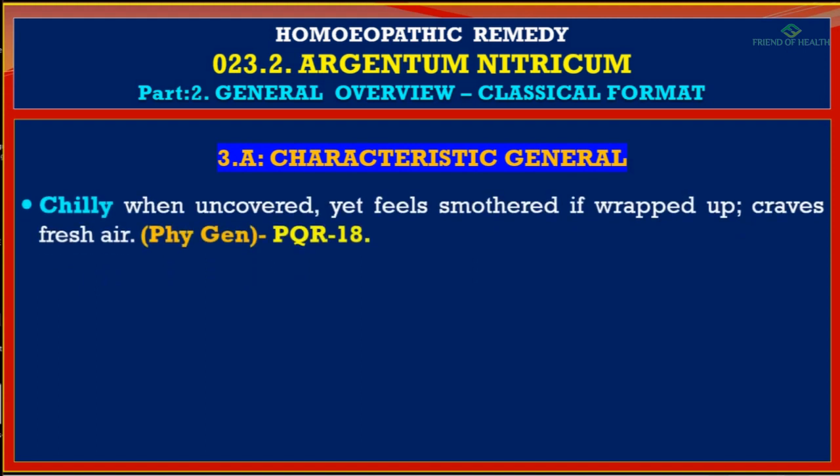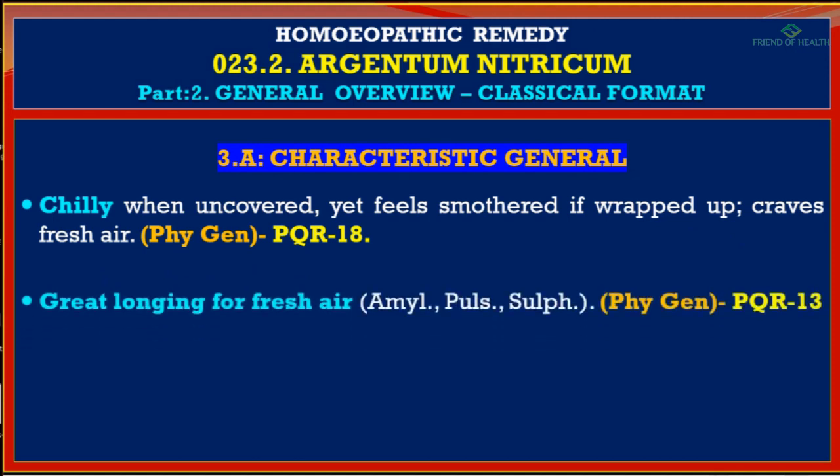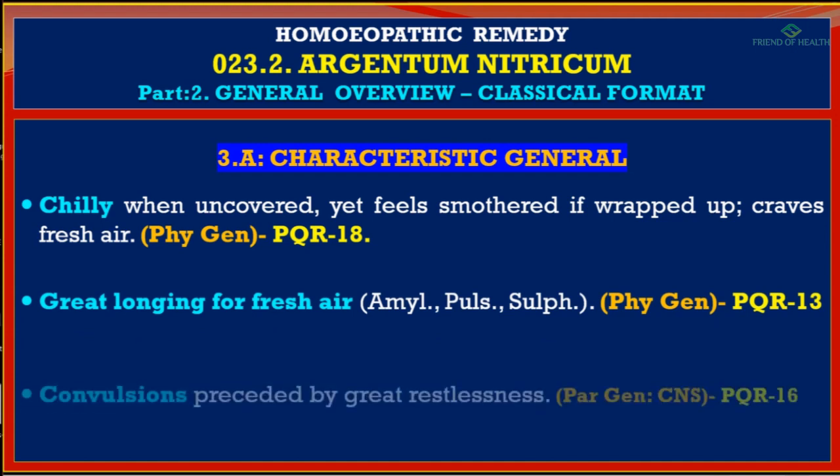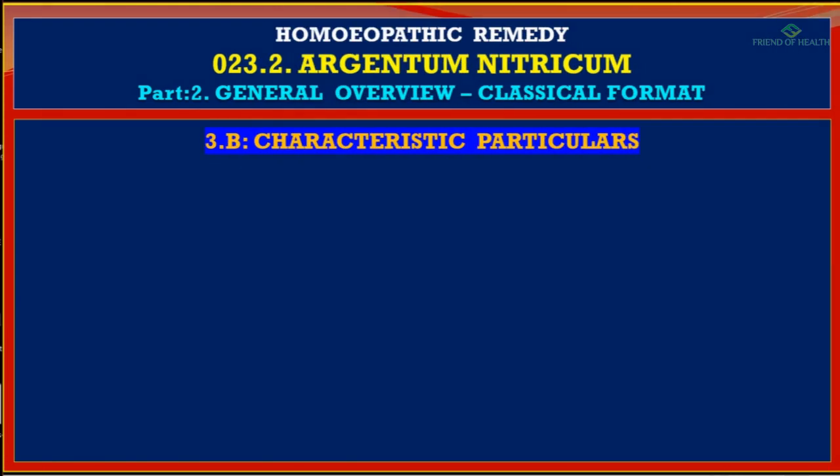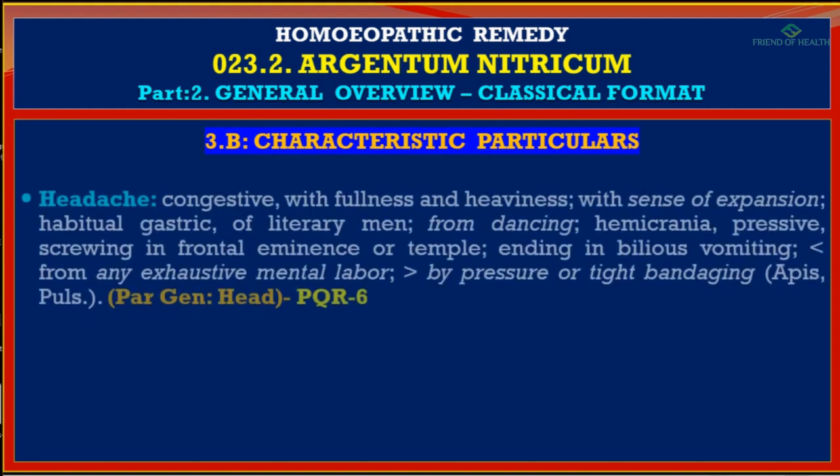Now let us go to the characteristic generals. Chilly when uncovered, yet feels smothered if wrapped up, craves fresh air. Great longing for fresh air. We have similar remedies: Amyl nitrate, Pulsatilla and Sulfur. Convulsions preceded by great restlessness. This is PQR 16. Now we are dealing with characteristic particulars.